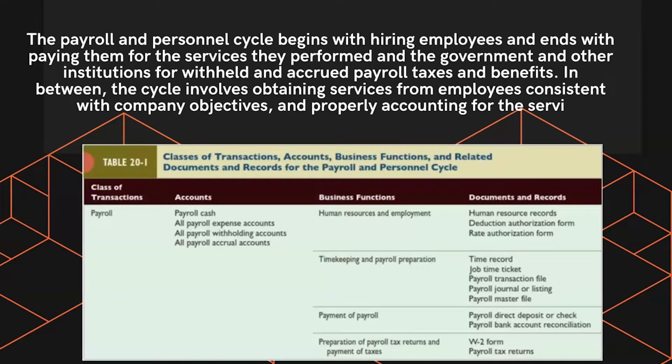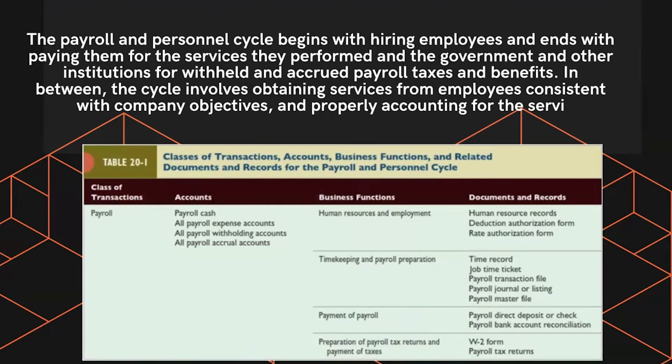In human resource and employment, this department provides an independent source for interviewing and hiring qualified personnel. Also, an independent source of records for the internal verification of wage information, including additions and deletions from the payroll and changes in wages and deductions. The documents and reports for human resource and employment are human resource reports, deduction authorization form, and rate authorization form.